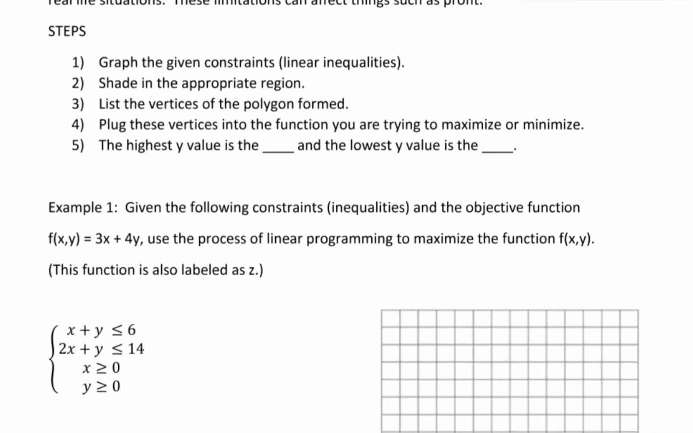Now, the steps to doing this. First of all, you need to graph the constraints. These are going to be linear inequalities. You're going to shade the appropriate regions. You're going to list the vertices of the polygon that gets formed when you're done. You're going to plug those vertices into the function you are trying to maximize or minimize. And then the highest value is the max, and the lowest value, obviously, would be the min.